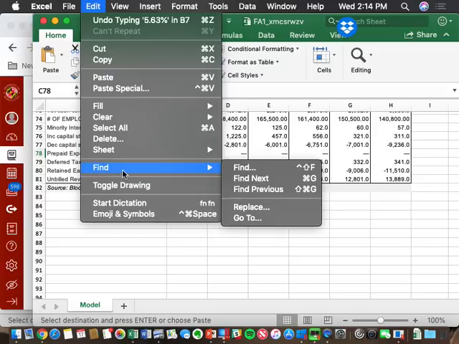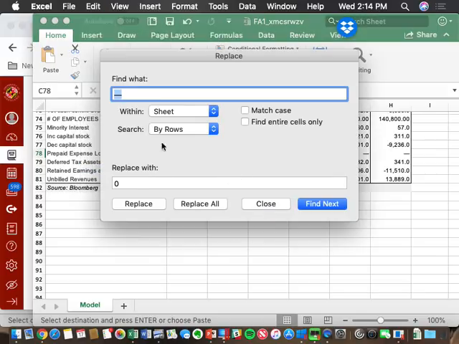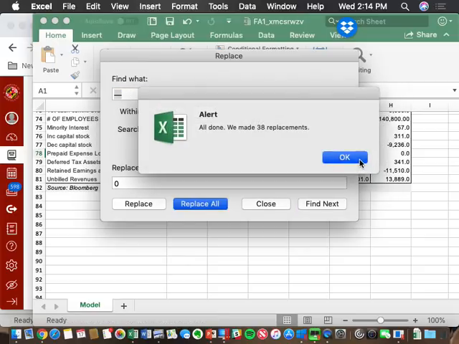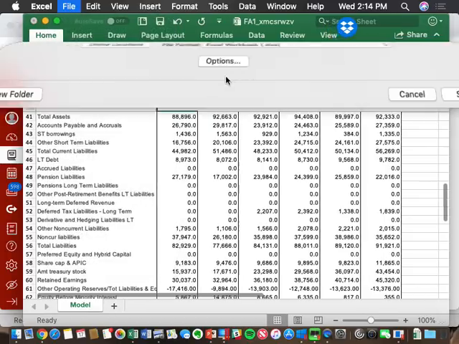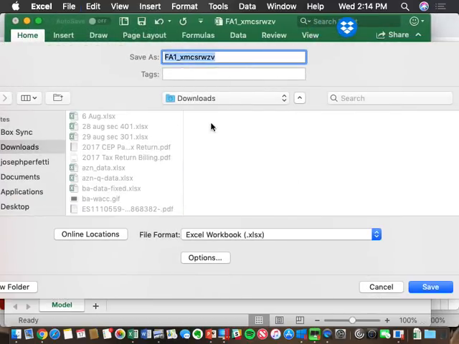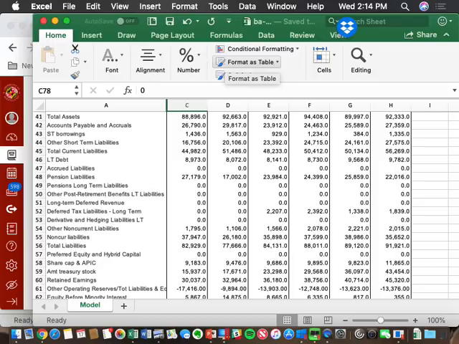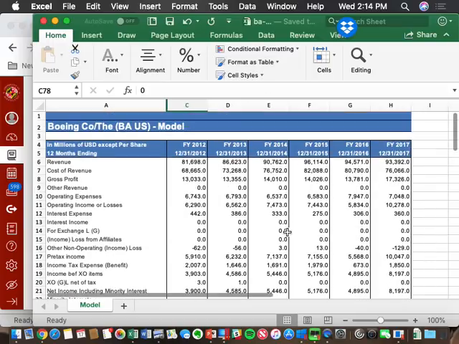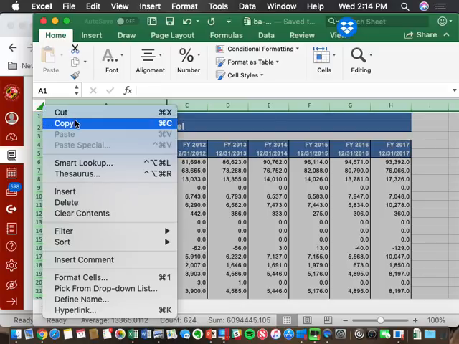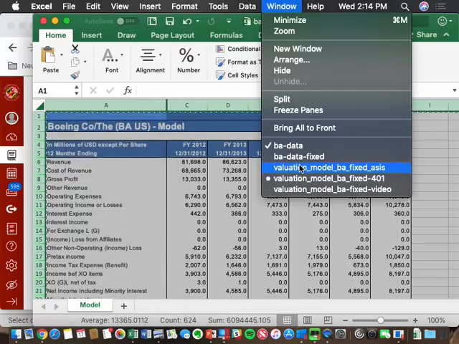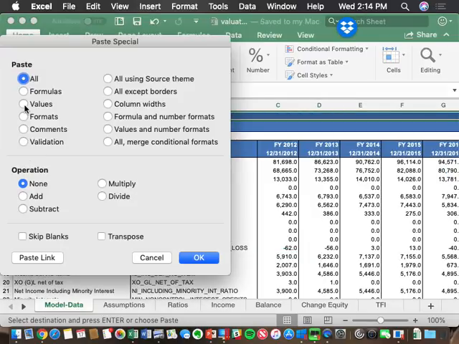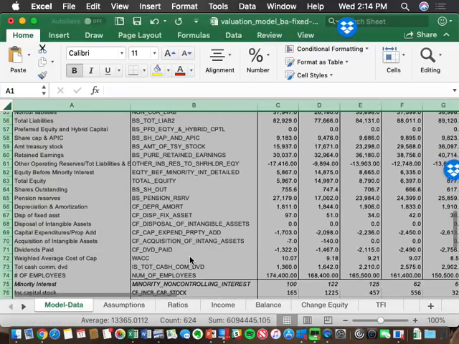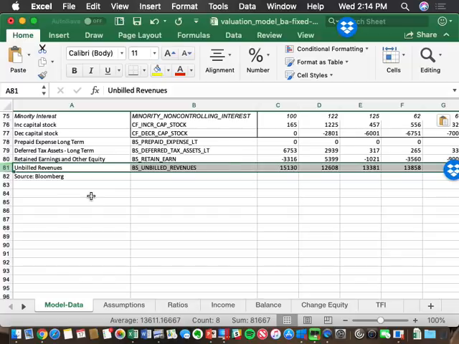So find, replace all the dashes with zeros. So we've had to make 38 replacements. And this would have been file, save as, downloads, our Boeing data file. Okay? So that when we fix the model, copy this, go into our model, and basically when we paste special values the data in, then now we have the data such that row 81 now has unbilled revenue.